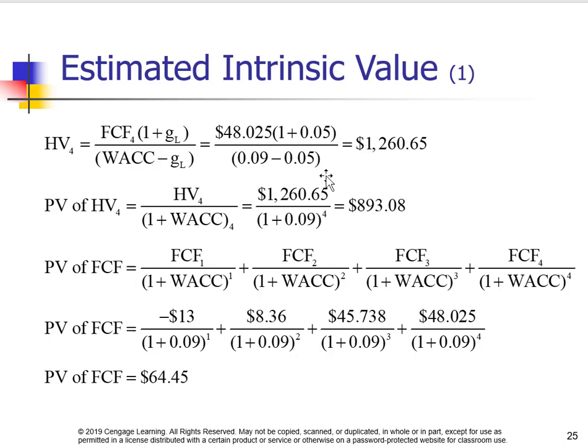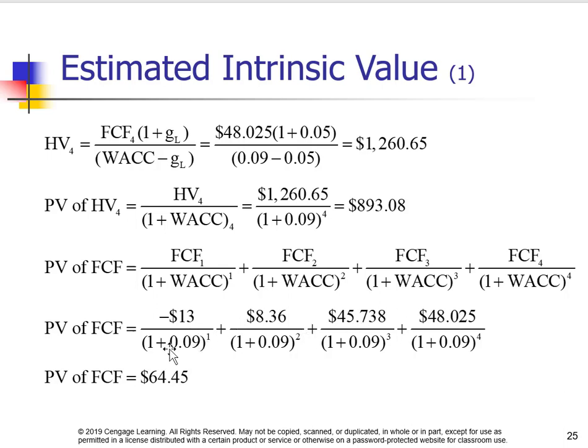Here's the weighted average cost of capital. So in year 4, we expect it to be 1260. So the present value of that 1260 is 893. So now we need to calculate the present value of the free cash flows. Again, if you do that, here's negative 13.